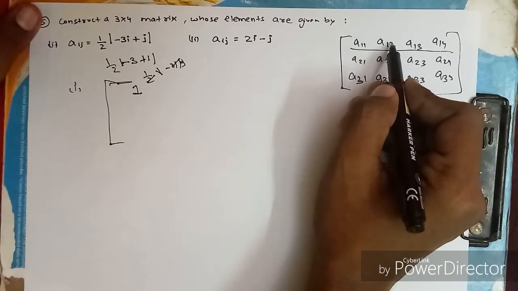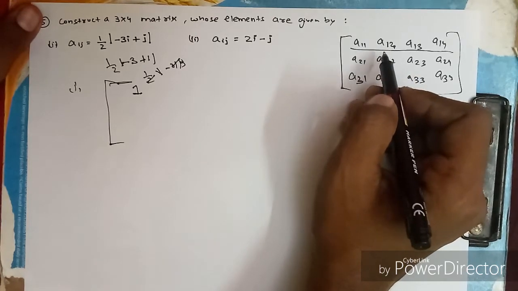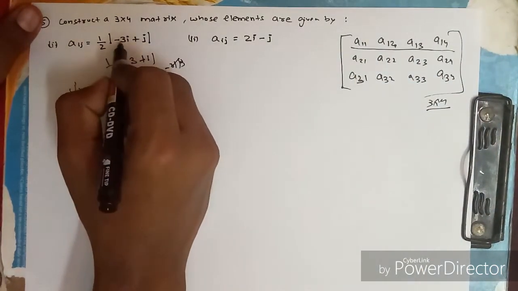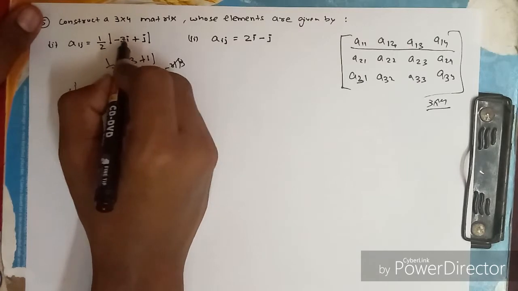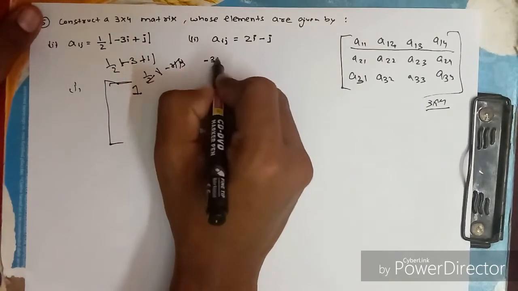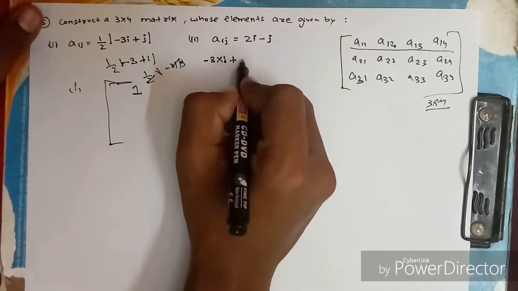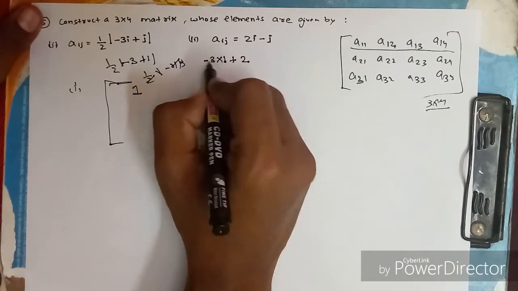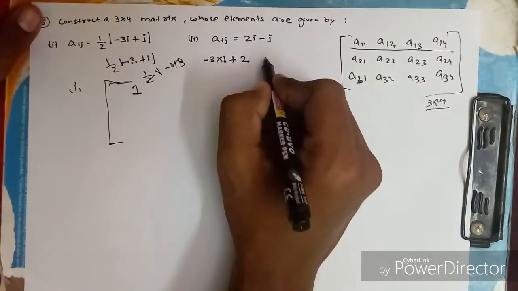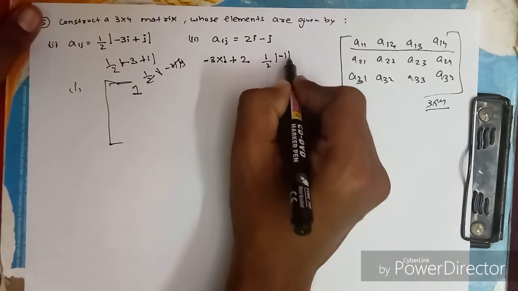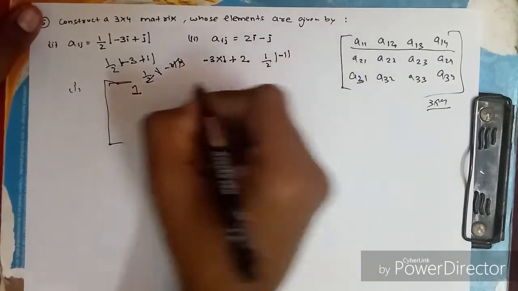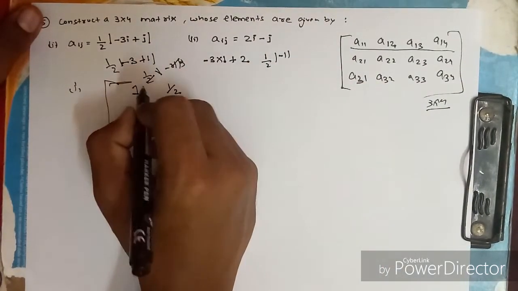And if we take the value of i as 1 and the value of j as 2, then we get minus 3 into 1 plus 2. Minus 3 into 1 is minus 3, plus 2, then we get 1 by 2 into mod of minus 1. Mod of minus 1 is 1 itself, so here we get 1 by 2.